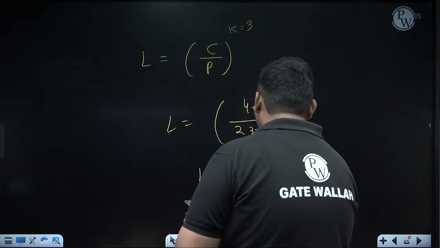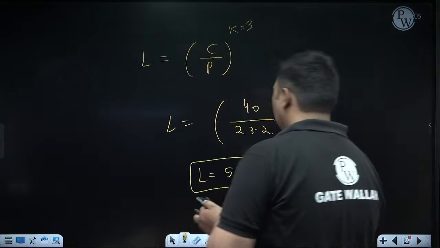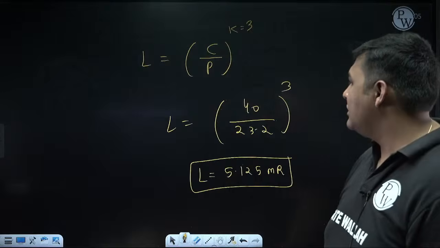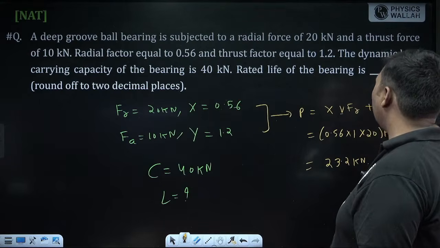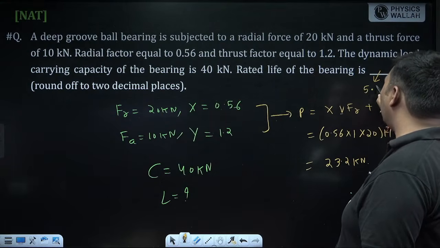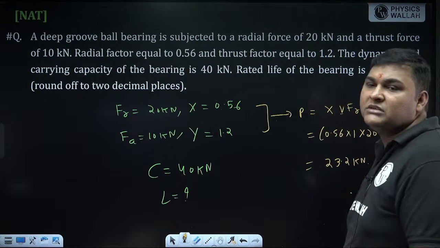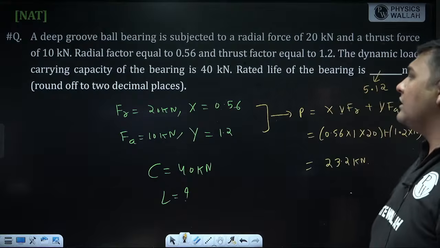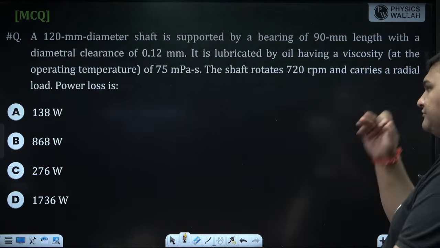5.125 MR, and it is the rated life. So the actual rated life is 5.125 MR. Very good. In MR, we have to round up to 2 decimal places. So if you round 5.125 to 2 decimal places, mathematically it will be 5.12. Very good. Now the next question.